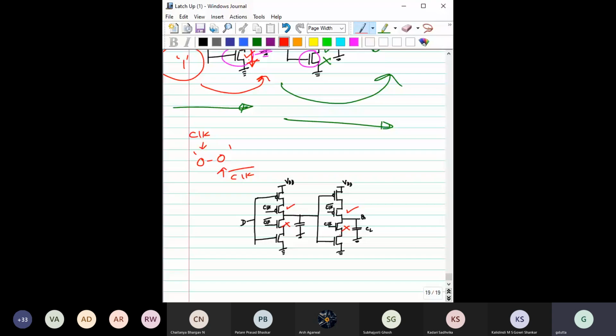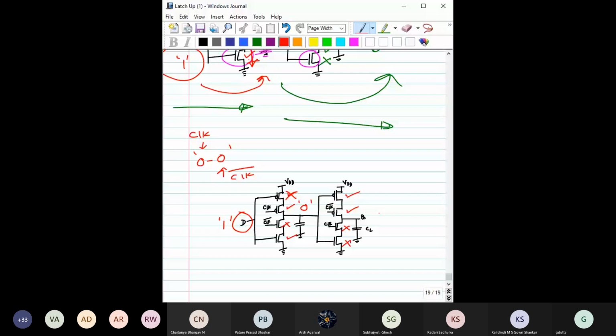Now we have given input 1 here, and 0 was stored here, so far that we know. Now we have given 1, so this transistor is turned on. This transistor is off, this transistor is on. This 0 would help turn on this transistor and turn off this transistor. Now you see, is there any direct connection between this input D and Q?